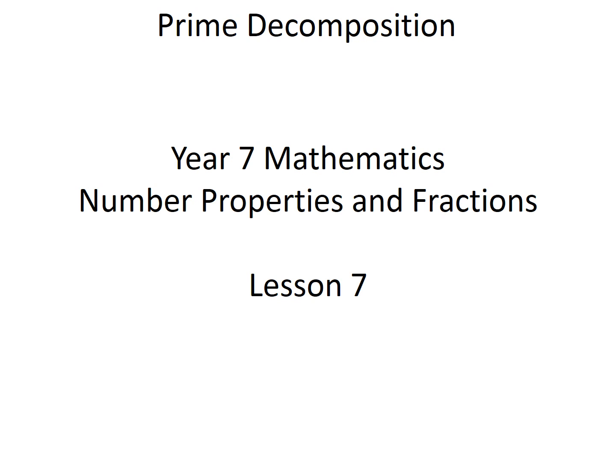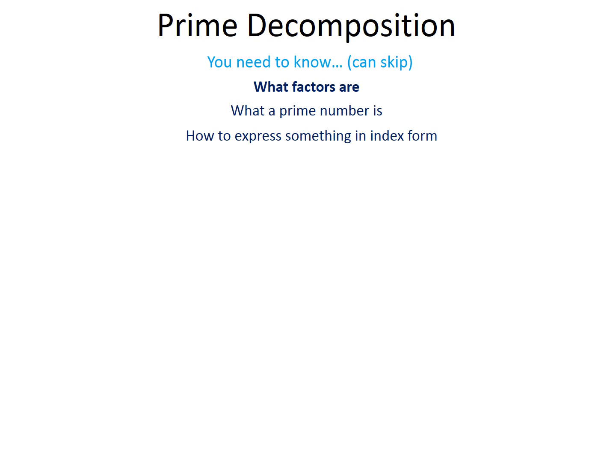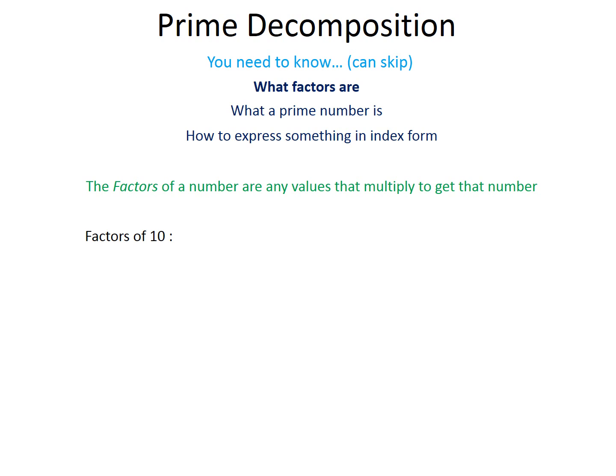In this lesson, we're going to be looking at a method of getting prime factors called prime decomposition. Since we're looking at prime factors, we'll need to remember what a factor is, and they are any values that multiply to get the number. So if I'm looking for factors of 10, I go, what multiplies to get 10? Well, 1 times 10, remember 1 times the number itself will always work.